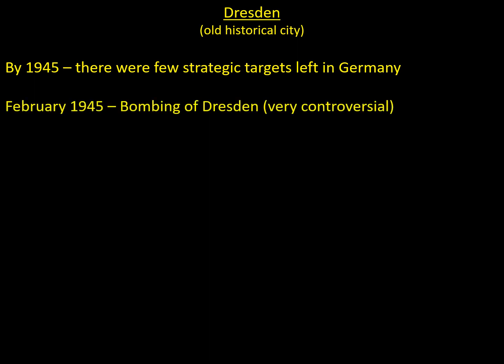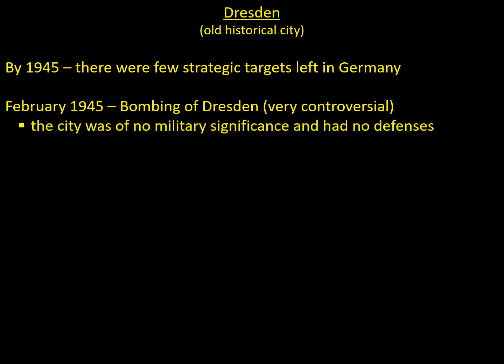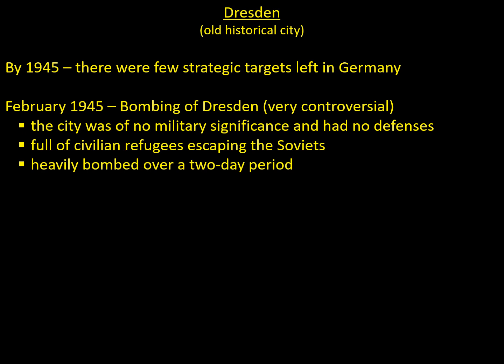In February of 1945, the British and Americans decide to bomb the city of Dresden, and it was very controversial since the city was of no military significance and had no defenses. And it was full of civilian refugees who were trying to escape the Soviets who were pushing in from the east. In a 2-day period, the Allies heavily bombed the city.